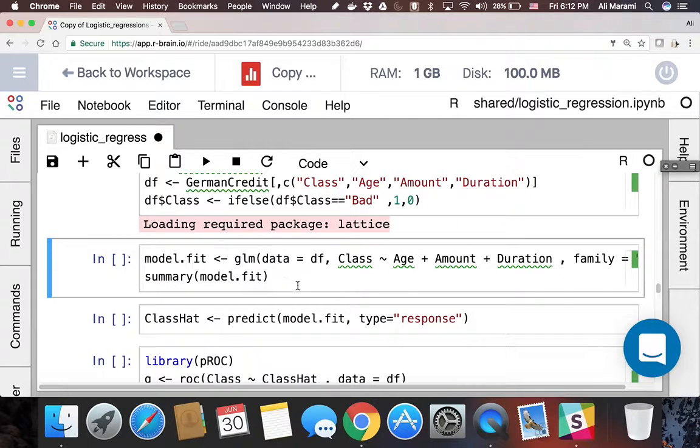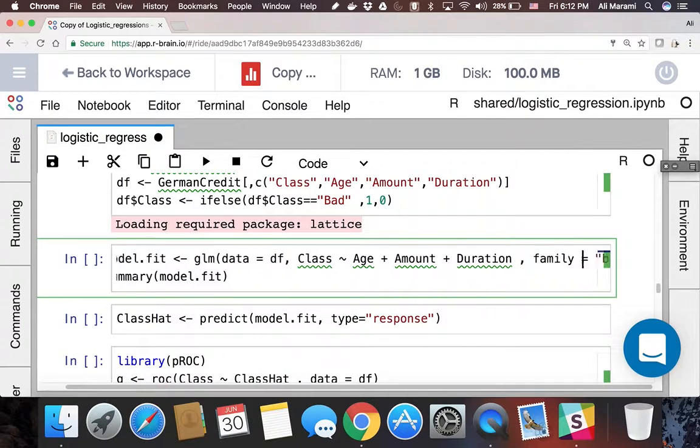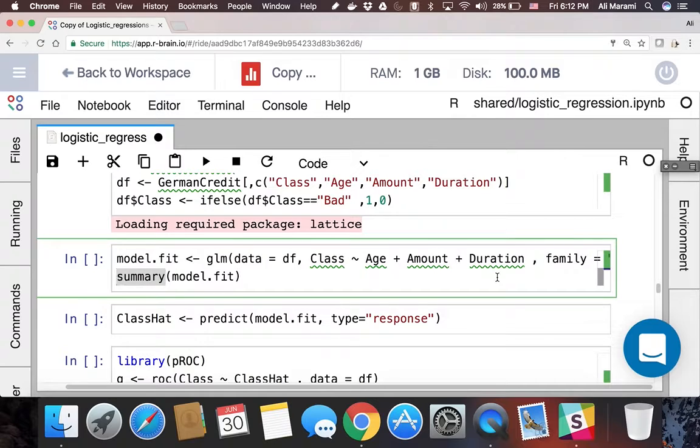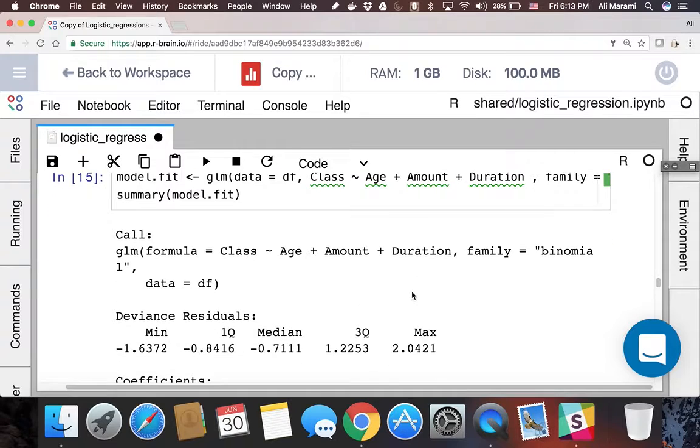Now we can run the model as explained before. Running logistic regression, or binomial logistic regression, is pretty straightforward. We define our dataset, the response, and the predictors: age, amount, and duration. And again, the family of distribution is binomial. So here we get the summary of the result right away as well. Let's run this code and see the outcome.